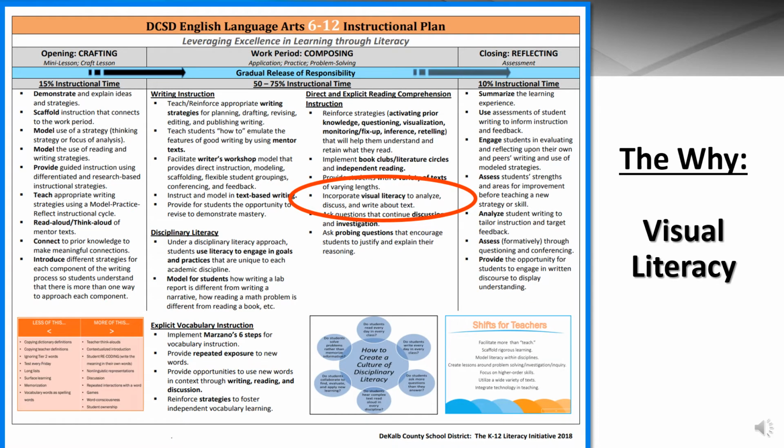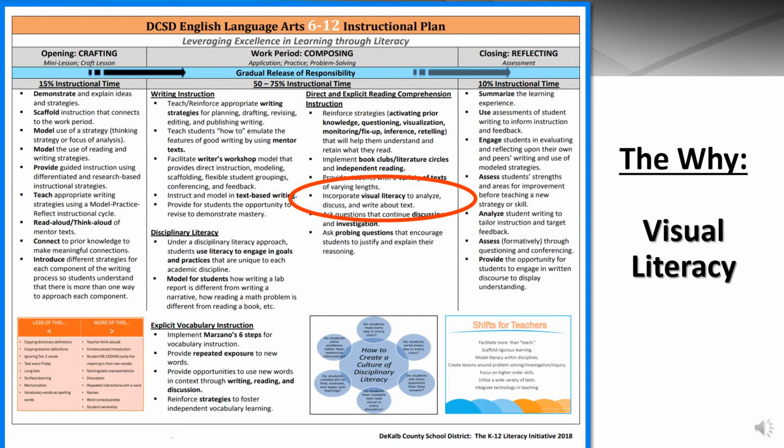Welcome back. I hope you enjoyed the reading. When understanding expectations for ELA in DeKalb County, the DCSD 612 ELA Instructional Plan is the framework. The instructional plan is based on the three-part lesson plan as well as a gradual release of responsibility.